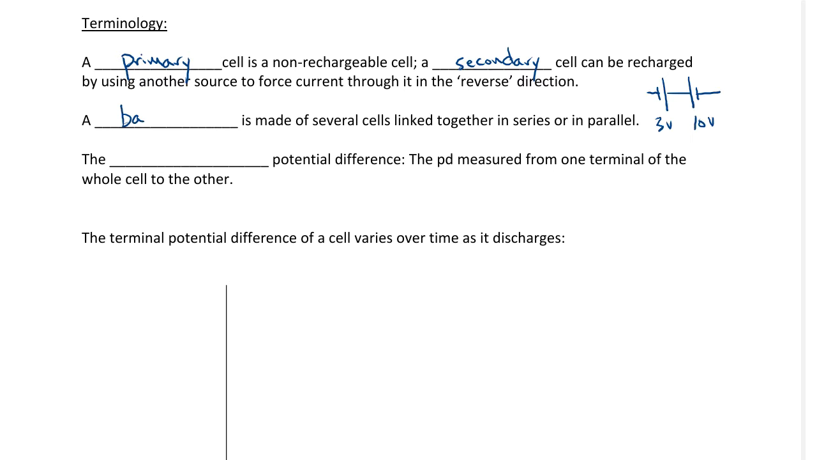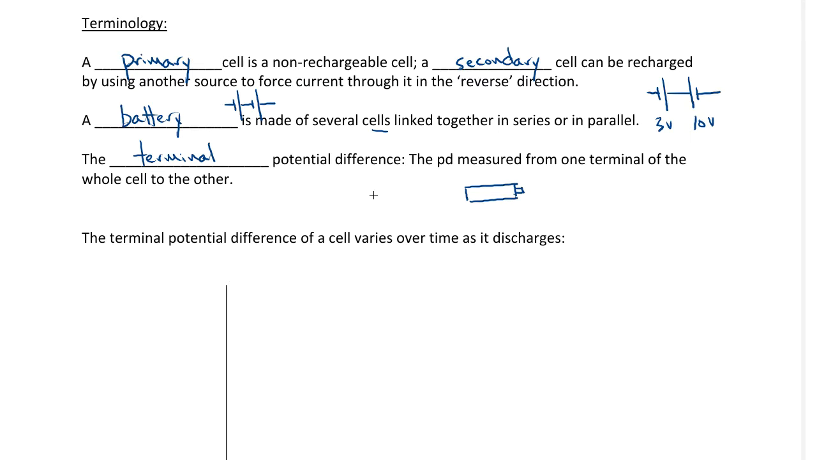A battery is made of several cells linked together in series or in parallel. So this is a diagram of a battery. And what we often call batteries in everyday life are actually cells. Lastly, the terminal potential difference is the potential difference that we would measure from one end of the cell to the other, from one terminal to the other.